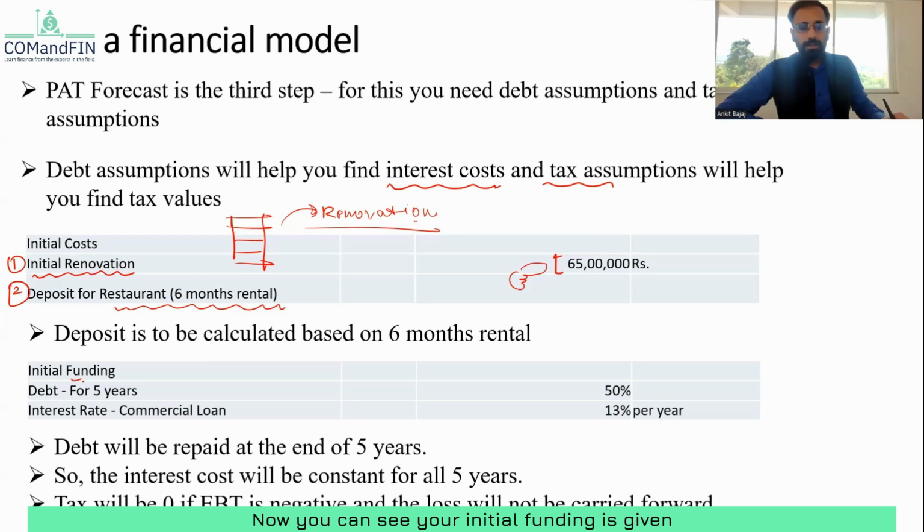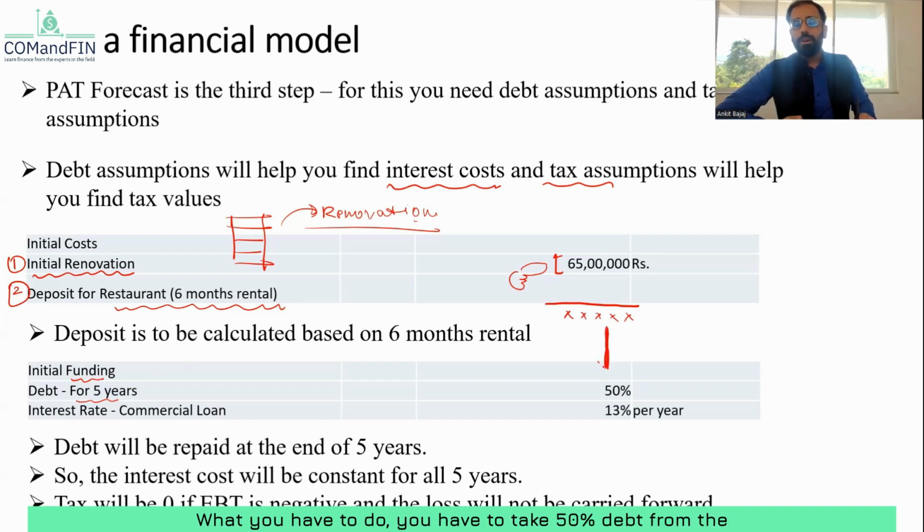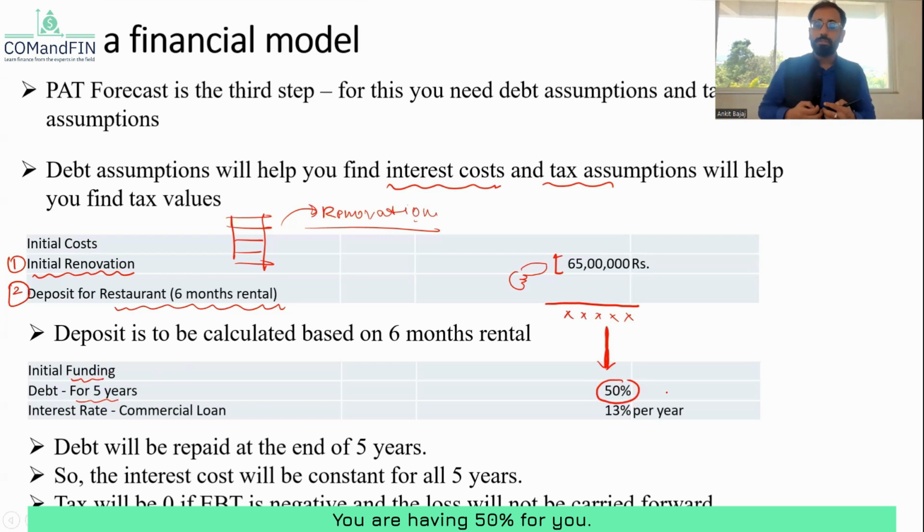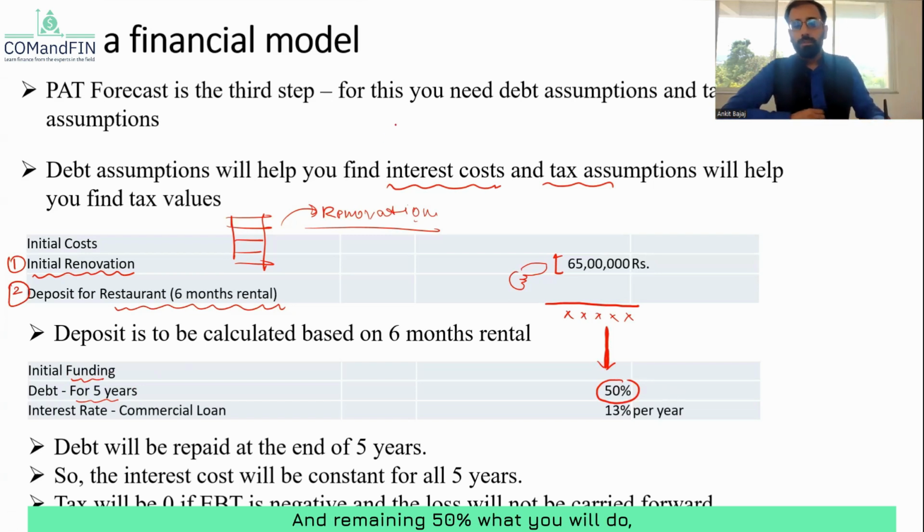Now you can see your initial funding is given, debt for 5 years. Whatever total initial investment you make, from that investment you have to take 50% debt from the market, right? You have 50% funds with you, and the remaining 50% you will borrow from the market. You can see here the interest rate is given for the commercial loan, that is 13%. You have to pay 13% interest.